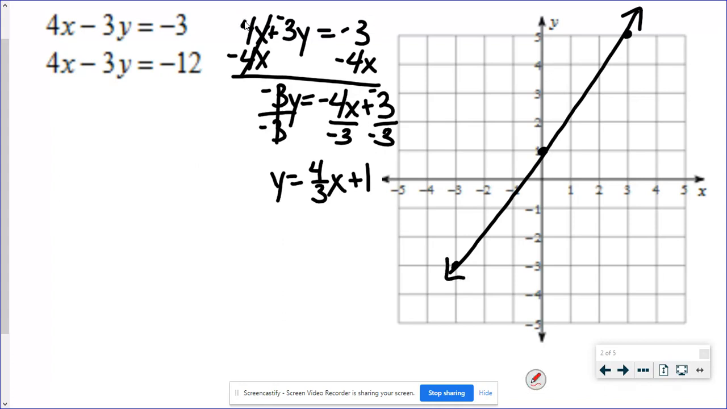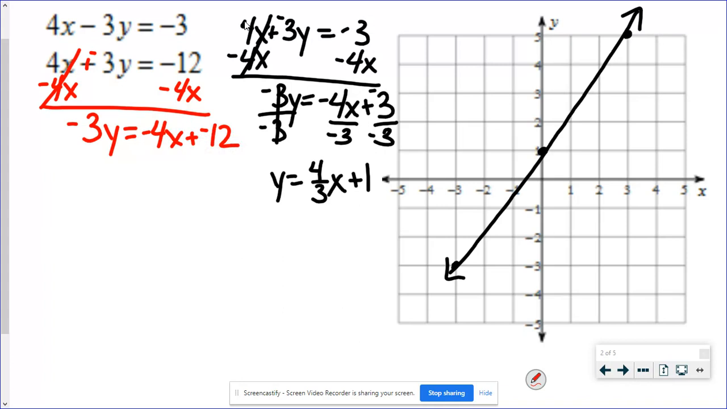For my second equation, the work for this is going to look very similar. I would start, keep change, let's get rid of the 4x. So I have a negative 3y equals negative 4x minus or plus a negative 12. And then divide. Negative 4 over negative 3, again, that's going to be a positive 4/3 x, and negative 12 divided by negative 3 is going to be a positive 4.